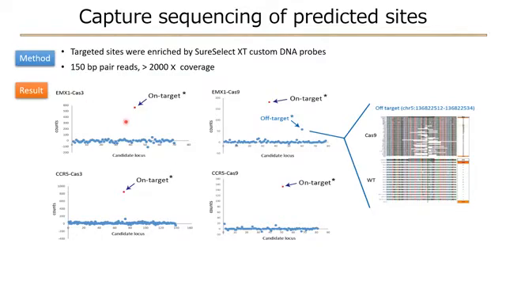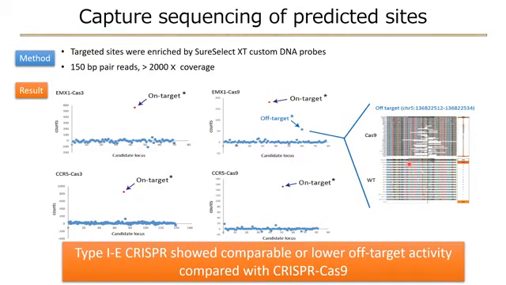In this slide, we compare the two systems, Cas3 and Cas9, under the same experimental conditions to evaluate off-target effects. We identified both Cas3 and Cas9 mediated on-target mutations, as you can see in the red dots. However, we only identified off-target mutations induced by Cas9, here in blue dots, but no off-target mutations were observed with Cas3 genome editing. We can also find various small indel mutations by CRISPR-Cas9 here. So, Type 1E CRISPR showed comparable or lower off-target activity compared with CRISPR-Cas9.